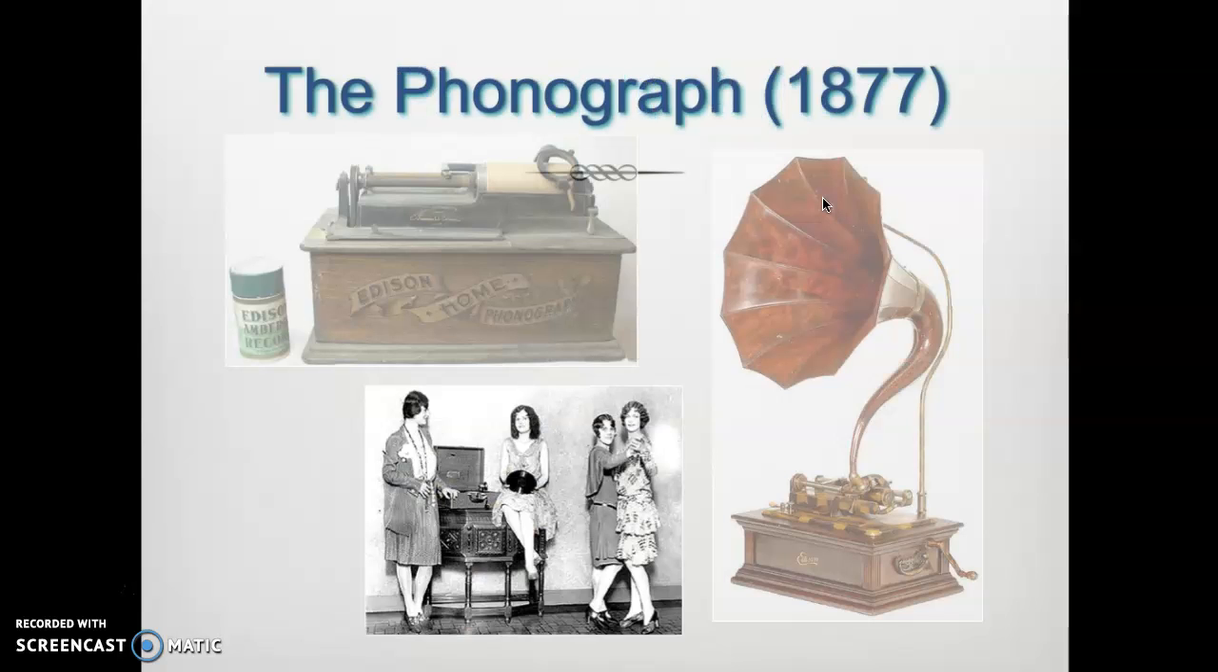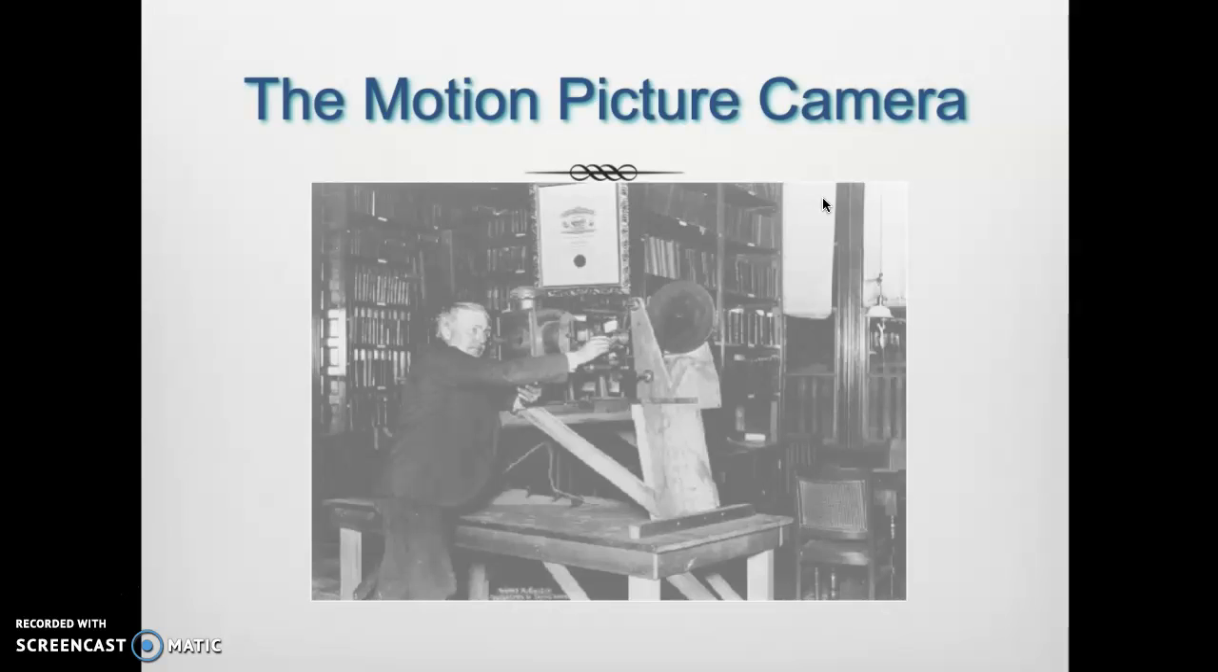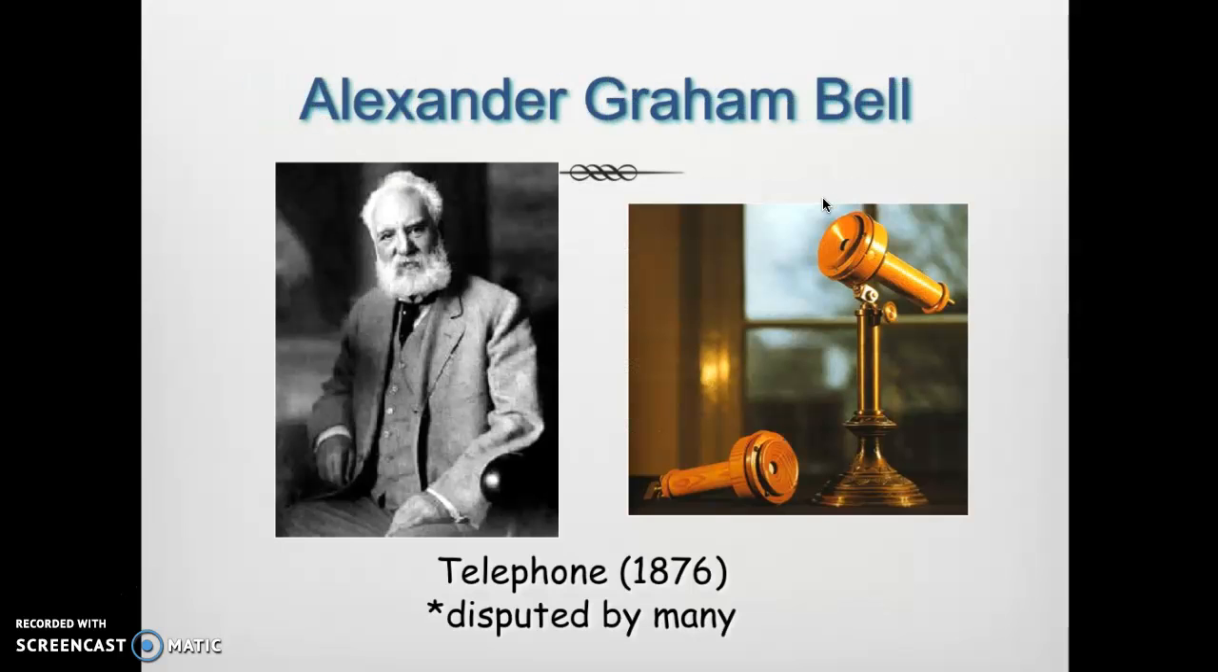the phonograph, the predecessor of the modern record player, and the original motion picture camera, which used technology moving a bunch of still frame pictures in fast sequences, still the basic idea of how video cameras work today.